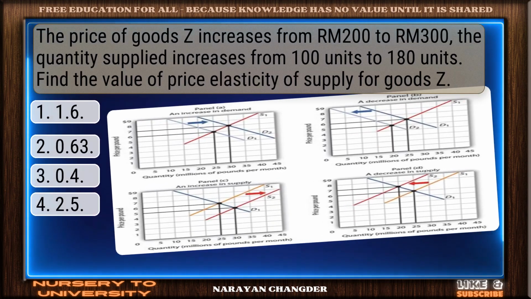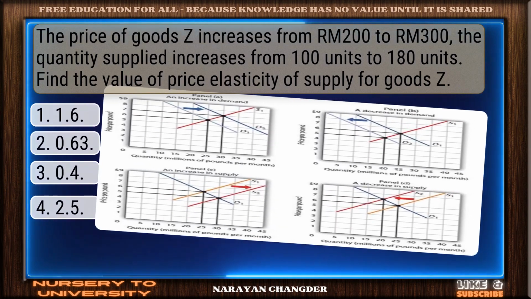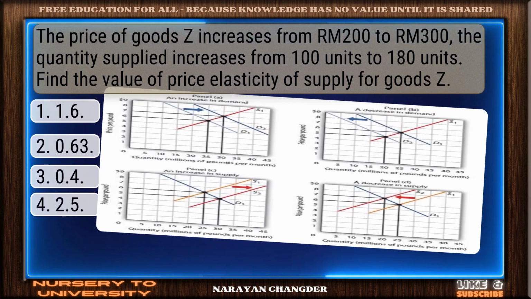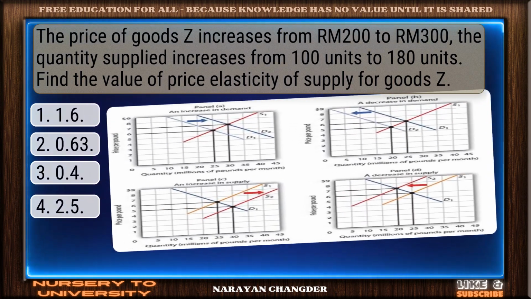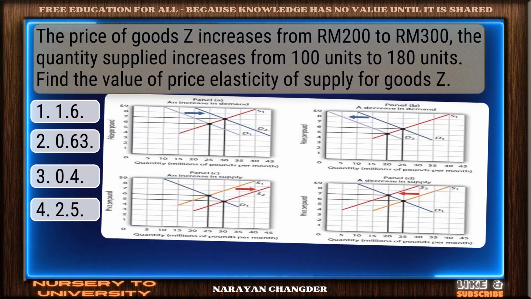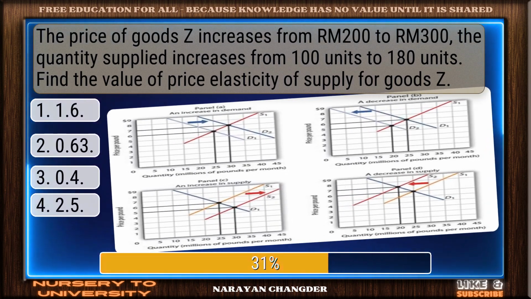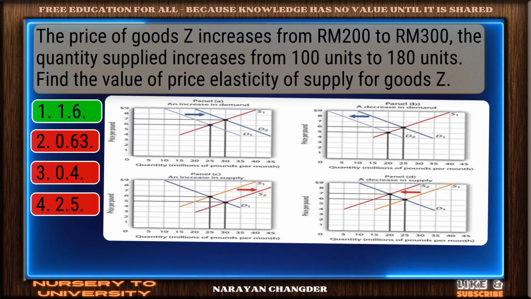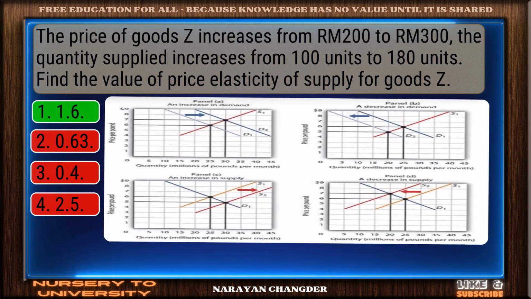The price of goods Z increases from RM 200 to RM 300. The quantity supplied increases from 100 units to 180 units. Find the value of price elasticity of supply for goods Z. Great thinking. 1.6 is the right choice.